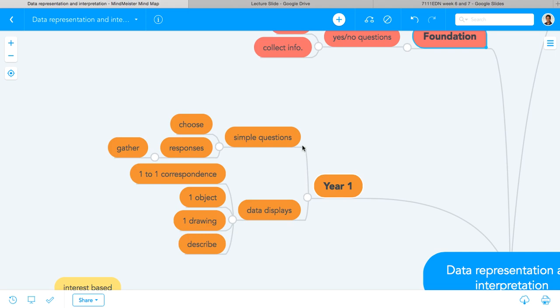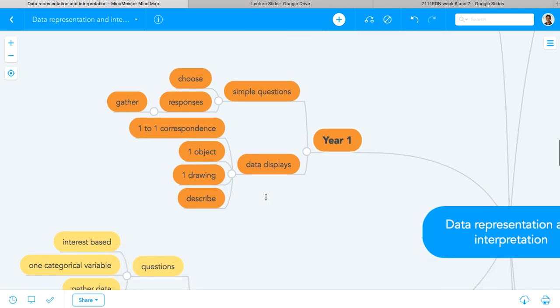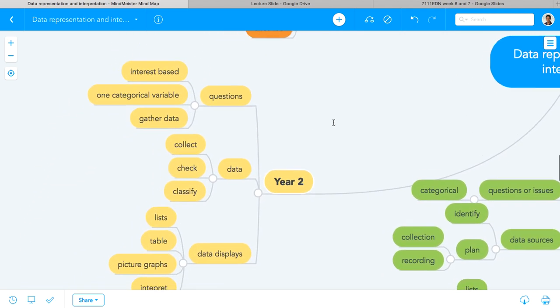In year 1, we're looking at simple questions. So simple questions, they choose those simple questions, they gather responses. In terms of data displays, we're looking at data displays which have a one-to-one correspondence, where one object equals one data point, or one drawing equals one data point, and we're asking students to describe those data displays.